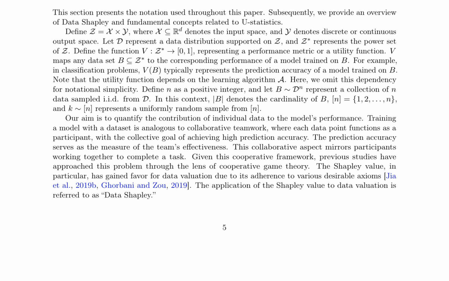The authors also provide an overview of the notation used throughout the paper, including the definition of the input space X, output space Y, data distribution D, and performance metric or utility function V. They define the Data Shapley value, which represents the contribution of individual data points to the model's performance. The authors aim to quantify the uncertainty introduced by the data distribution through statistical inference, differing from previous research on the distributional Shapley value, which focuses on enhancing the robustness of data valuation against dataset variations.